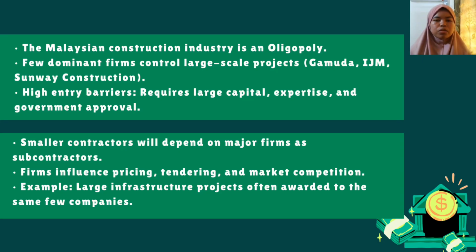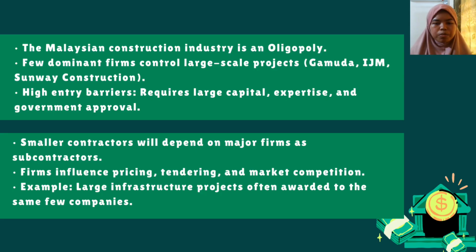Next, which market structure best represents the Malaysian construction industry? The Malaysian construction industry is best represented by an oligopoly market structure. This means the market is dominated by a few large firms that control most of the big construction projects. For example, Gamuda, IJM Corporation, and Sunway Construction. There are high barriers to entry, as new firms need a lot of capital, technical skill, and government approval to compete at the same level.